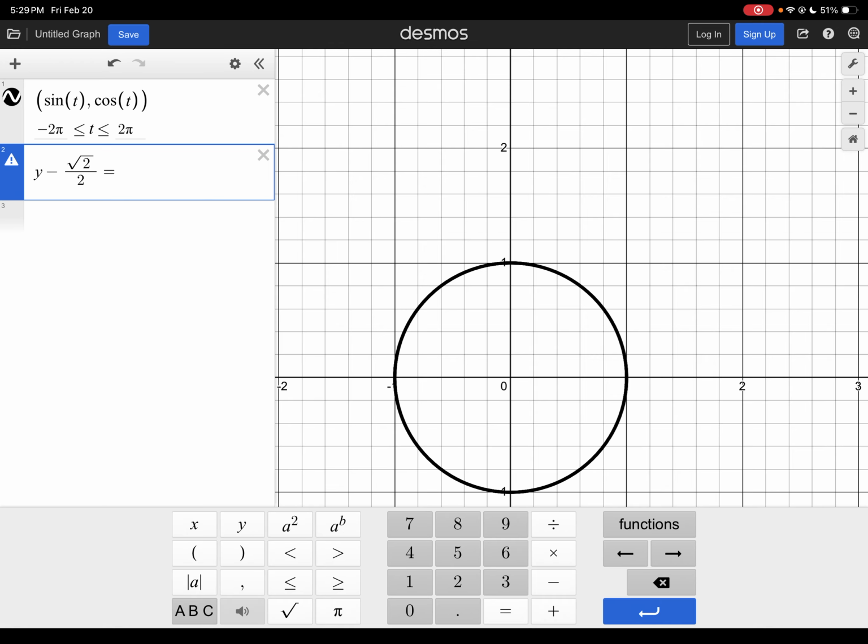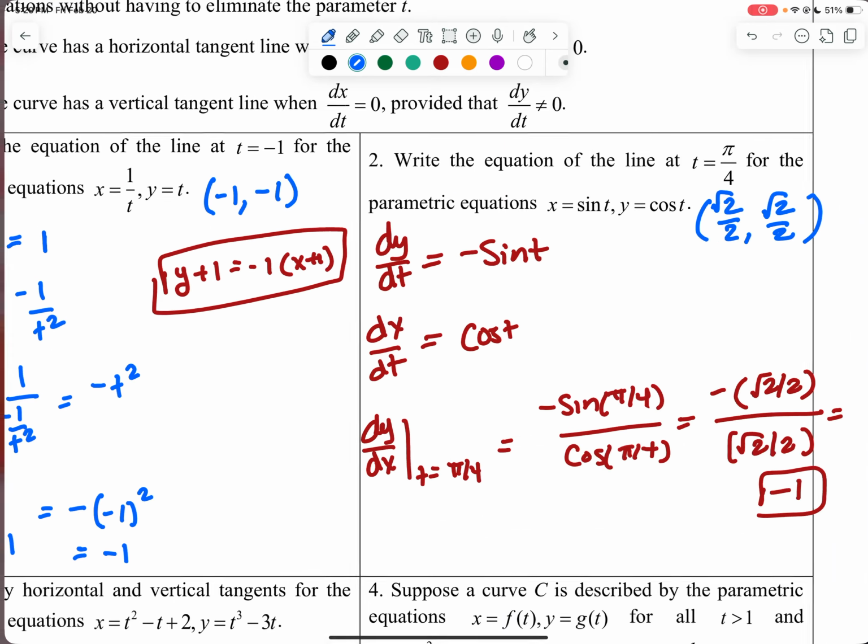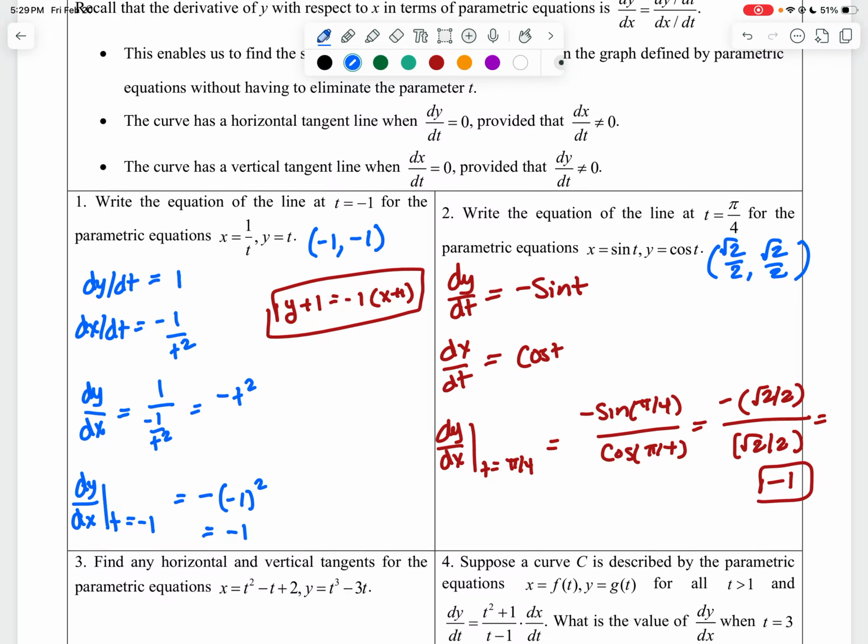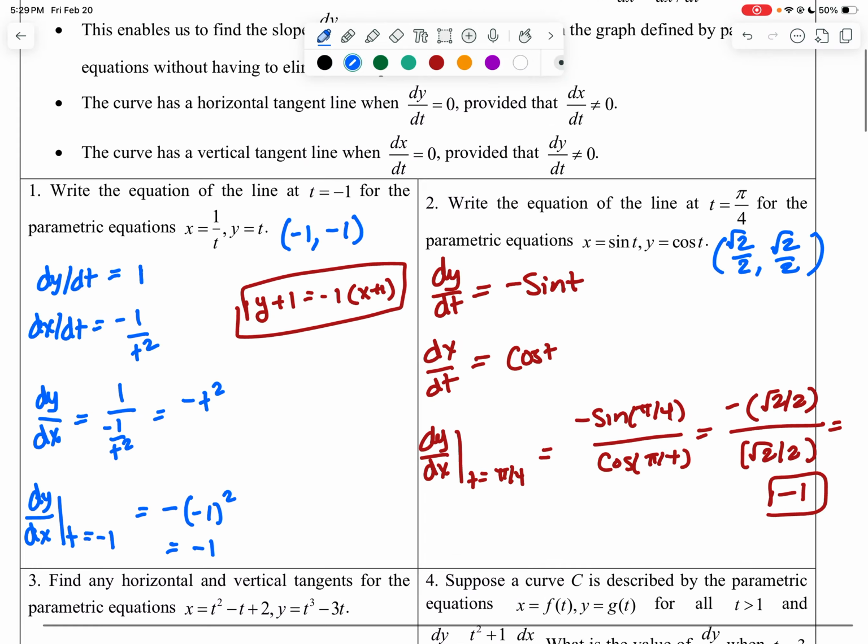Is equal to negative 1 x minus root 2 over 2. There you go. Very cool. I know. Now, of course, you're not going to see simple, easy peasy equations or problems like number 1 and number 2, where theoretically, yes, you can eliminate the parameter, but please don't. That's just more work.